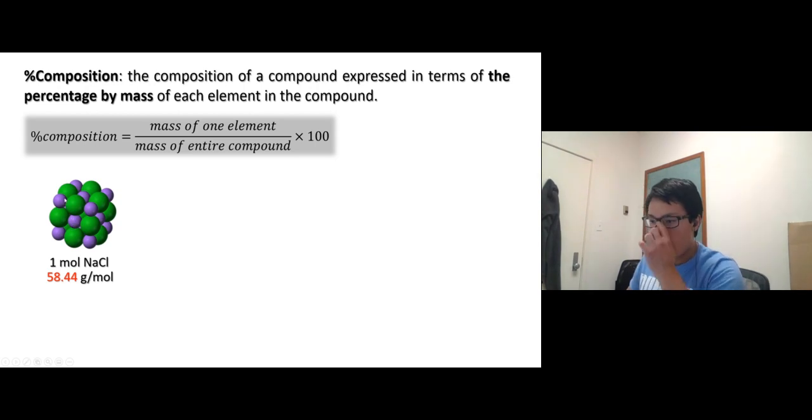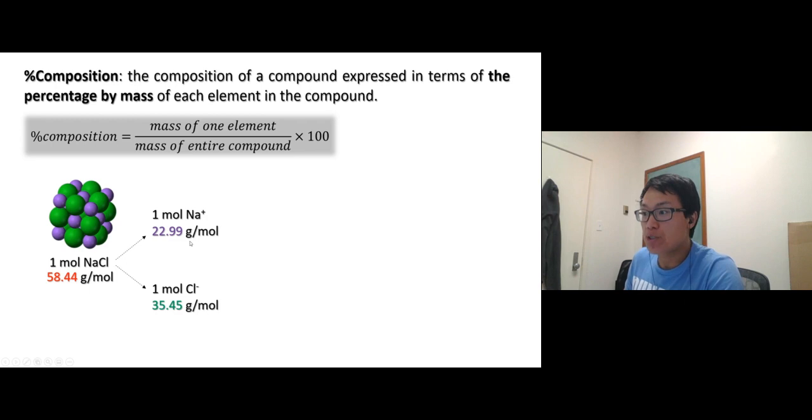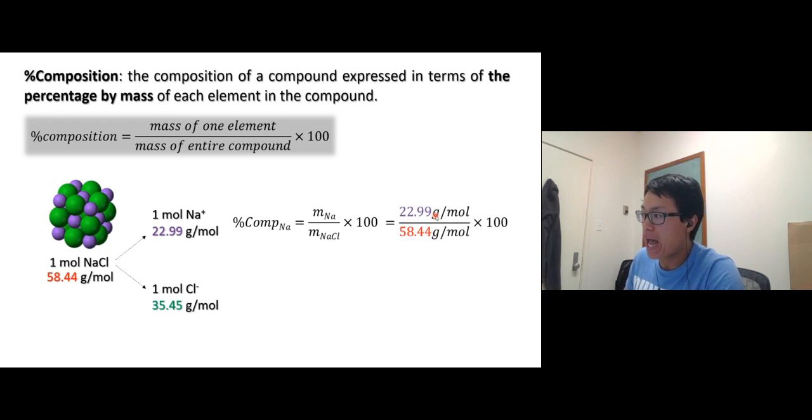So 1 mole of sodium chloride is 58.44 grams. That's 100%. In this 58.44 grams, 22.99 grams is sodium ion and 35.45 grams is chloride ion, right? Percent composition of sodium is the mass of sodium over the total mass, which is the mass of sodium chloride: 22.99 over 58.44 times 100. That's it. Now, can you do the percent composition of chlorine?